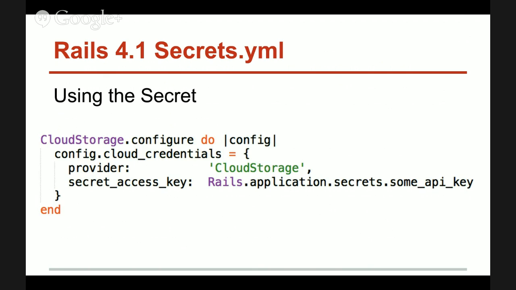So when you're using the secret, this is an idea of a cloud storage configuration file. You could then reference the secret by using Rails application secrets and the name of the object that you have stored in your secrets file.